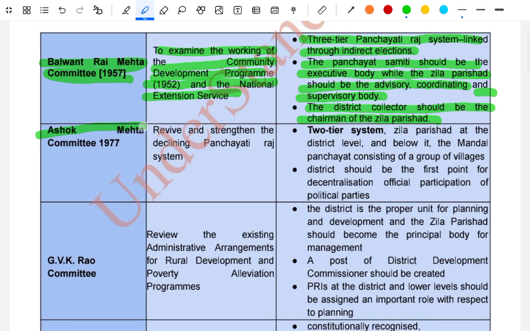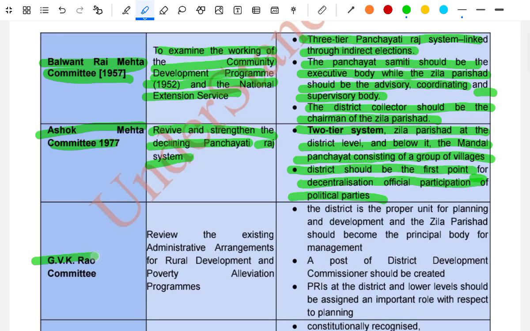The Ashok Mehta Committee of 1977 aimed at strengthening the declining Panchayati Raj system. It suggested a two-tier system, with the Zila Parishad at the district level and below it the Mandal Panchayat consisting of a group of villages. The district should be the first point for decentralization, with official participation of the political parties.